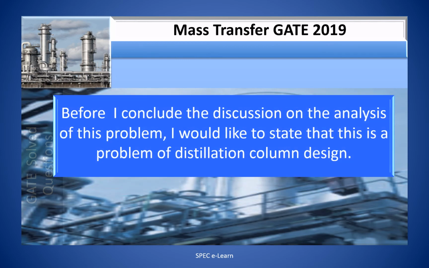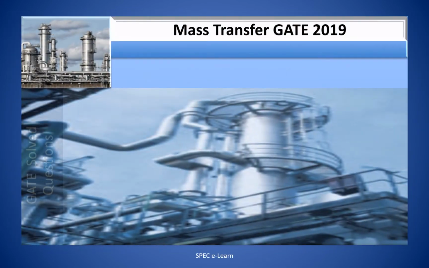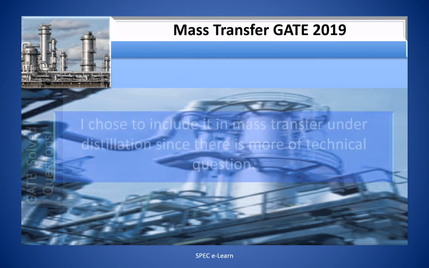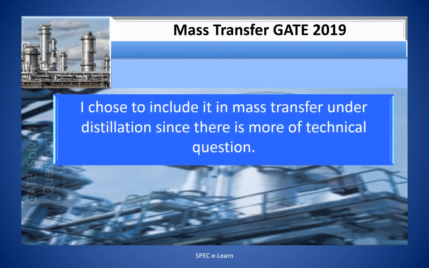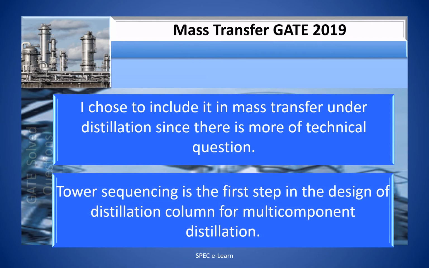Before I conclude the discussion on this analysis, I would like to state that this is a problem of distillation column design. Ideally, this question should be classified under the subject Plant Design and Economics. I chose to include it in mass transfer under distillation since this is more of a technical question. Tower sequencing is the first step in the design of distillation column for multi-component distillation.